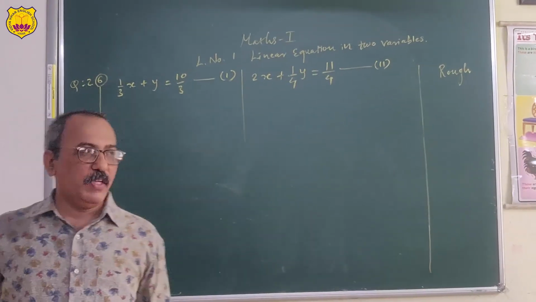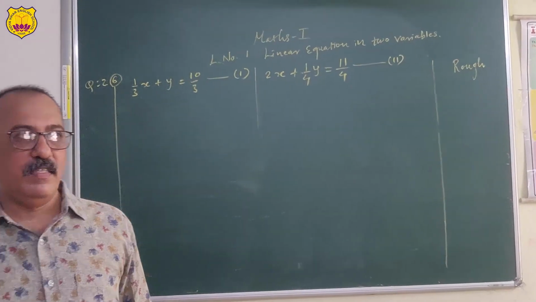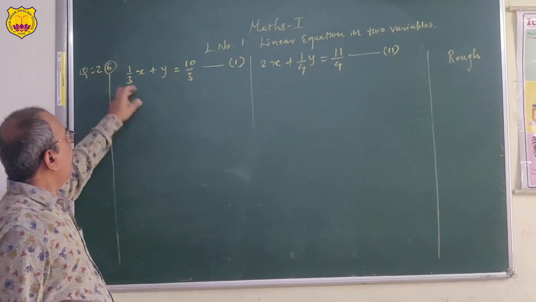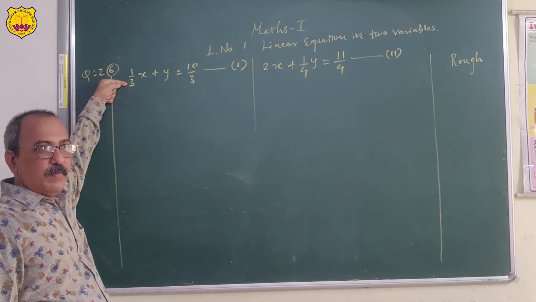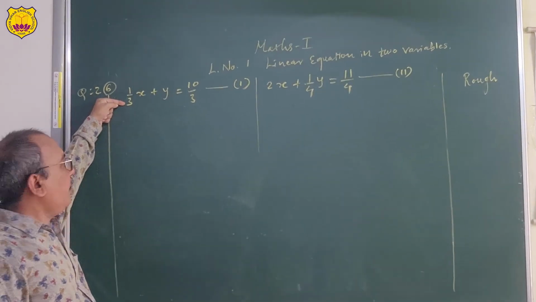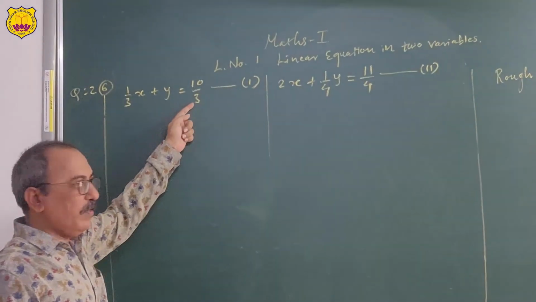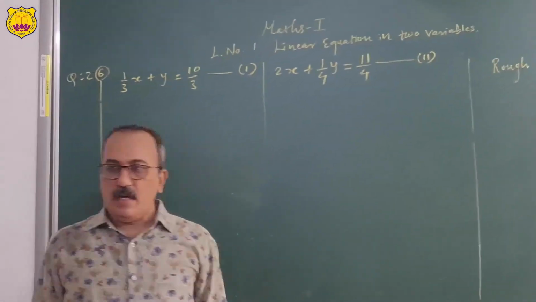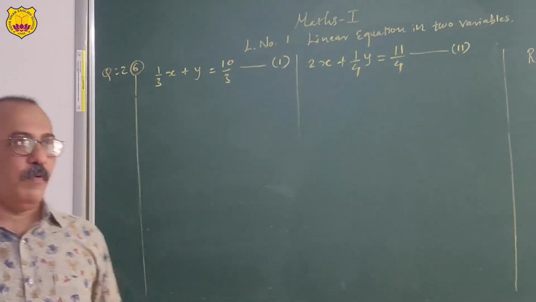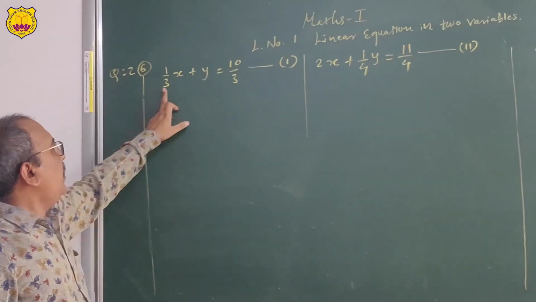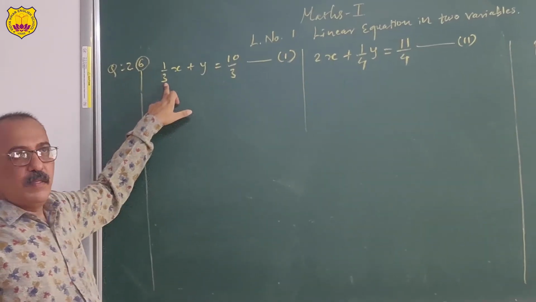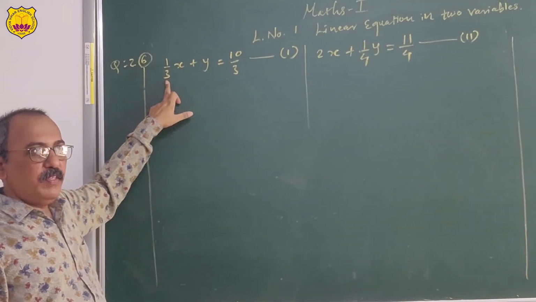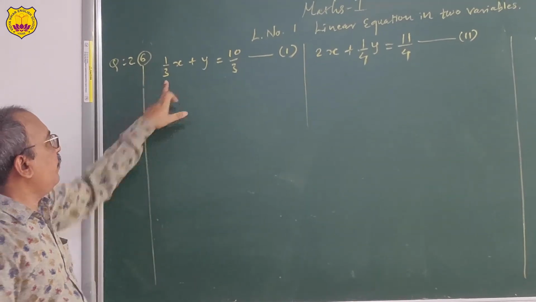Now we will see question number 6 in the second question of 1.1. Here one number is given in the denominator. Here the denominator is 3. Here the denominator is 4. Now to cancel these denominators, what will we do? We will multiply each term of the equation by this denominator itself, that is 3.